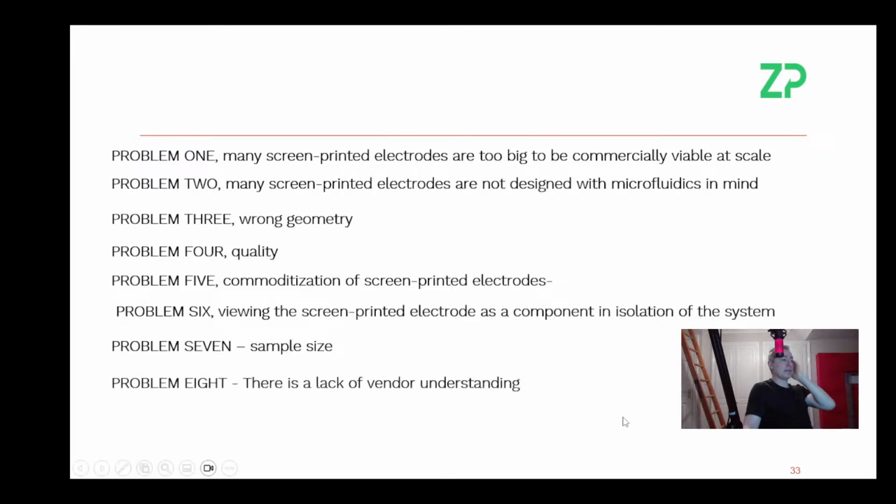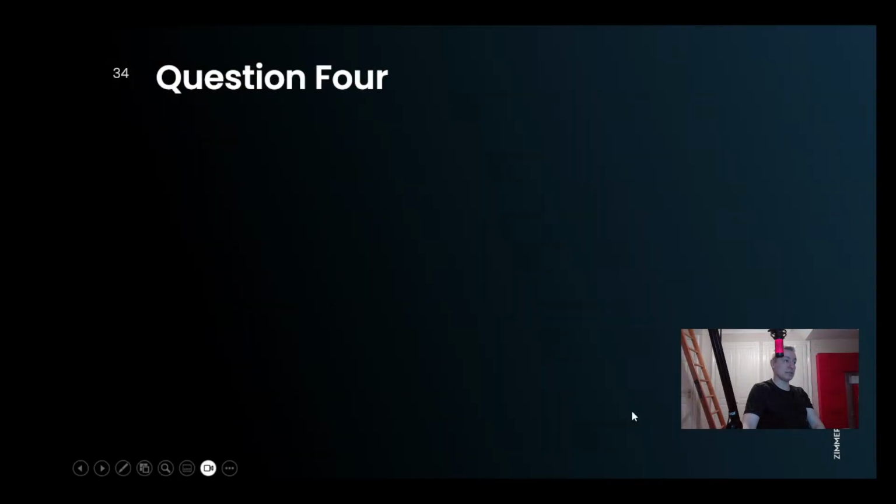And there's a lack of vendor understanding, I think. So when things go wrong, or when ZP's on a program with you, and the program has a specific point about making a screen printed electrode, I think we're doing it from a perspective of understanding the fundamental science of this.